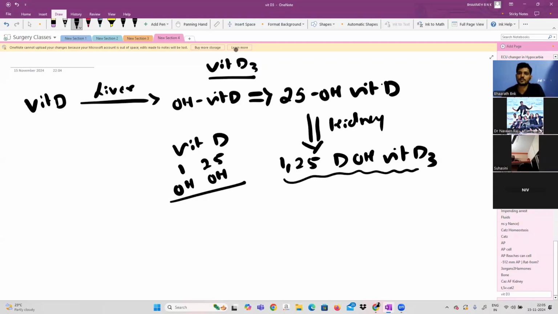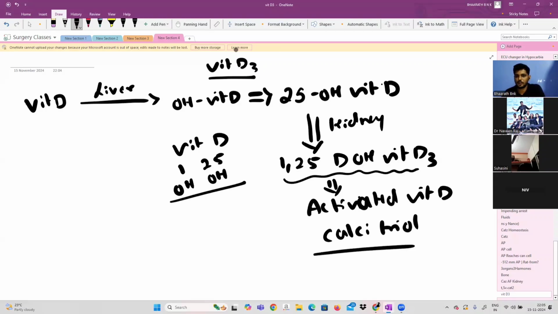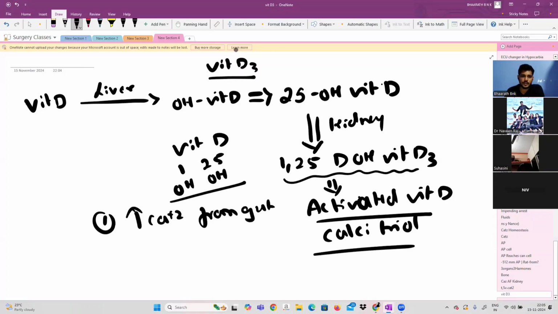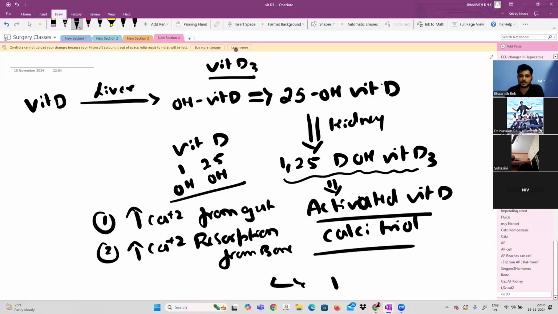Now, this 1,25-dihydroxy vitamin D3 is what is called activated vitamin D, or it can also be called calcitriol. Right? So you say calcitriol or activated vitamin D, which is the final end product of vitamin D3, which is the most potent absorber of calcium from the gut. So it has two actions. One is it increases the calcium absorption from the gut. Also, it increases calcium resorption from bone by stimulating osteoclastic activity. So both of these will increase the serum calcium levels.